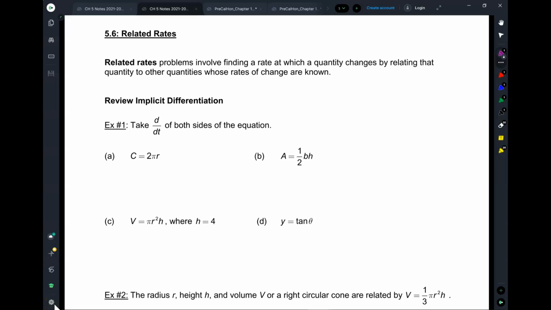In related rates problems, we're going to find rates of quantities that are changing in conjunction with other quantities that are also changing. For example, with optimization, we were just varying one side of a square to see how the area changed. Here, two or three things might be changing at the same time, and one rate is related to the other. In order to do related rates problems, we first have to review some implicit differentiation.